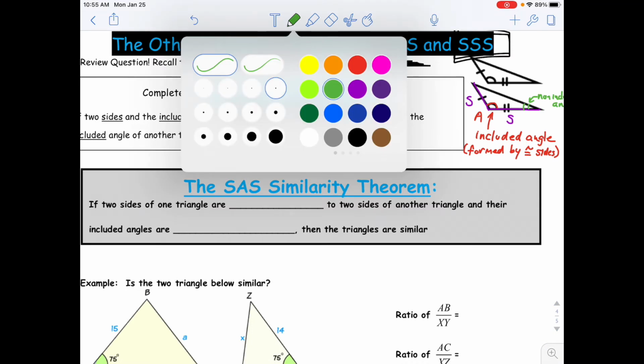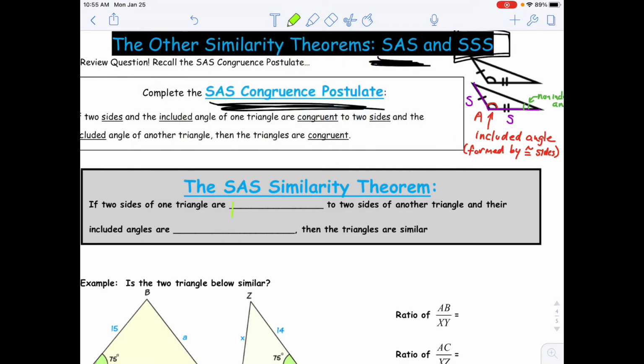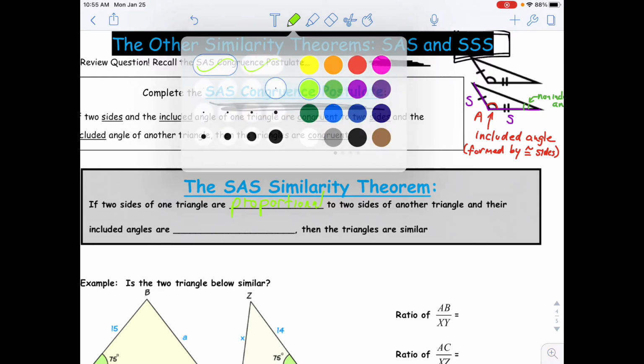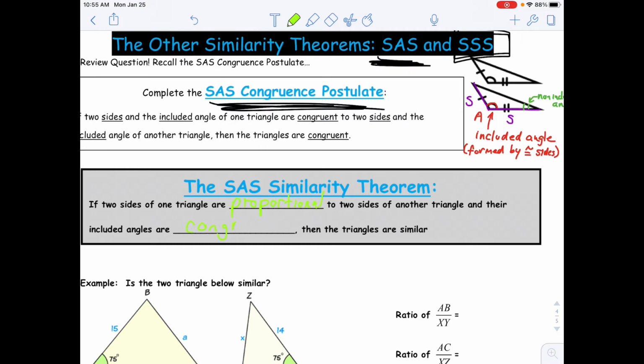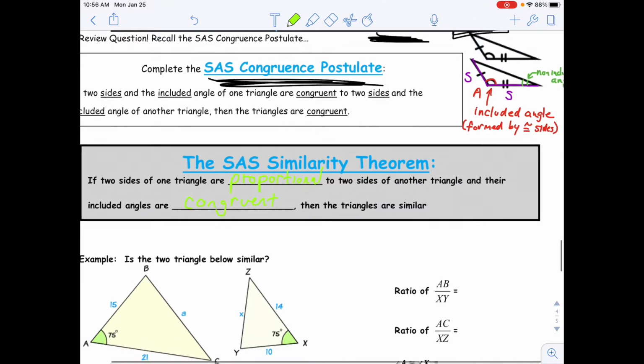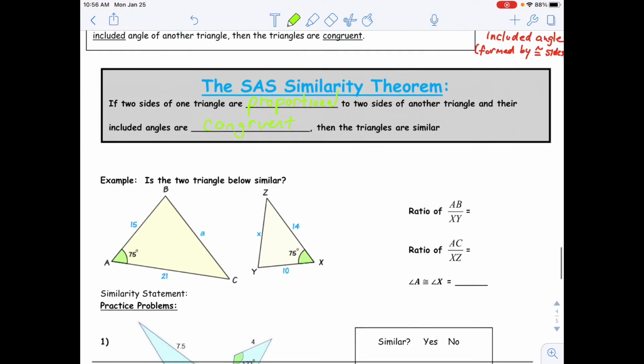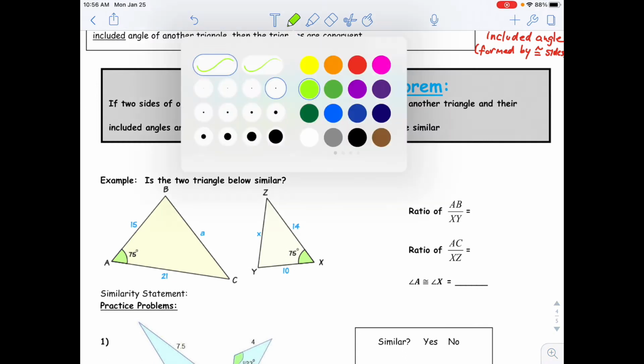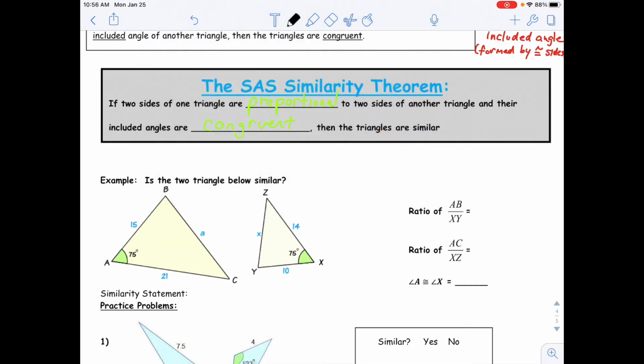Alright, if two sides of one triangle are proportional, remember that's the huge punchline, proportional, to two sides of another triangle and their included angles are congruent. Remember, angles congruent, sides proportional, then the triangles are similar. So looking at this example below, this is what it's saying. Are the two triangles below similar? Well, this is also some bare minimum information we need to know. Just two sides proportional, one included angle congruent, and we're in good shape.